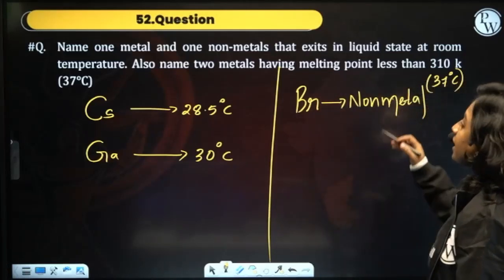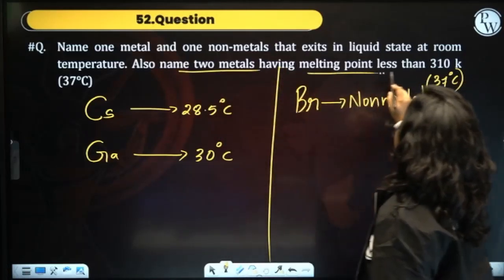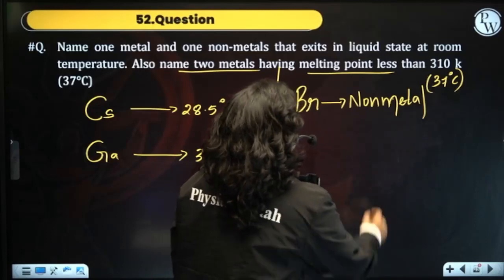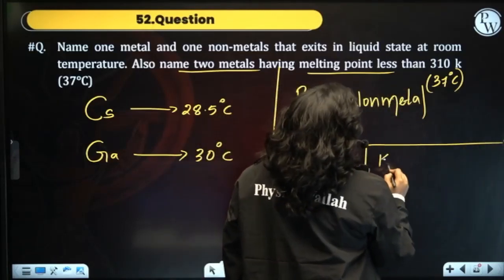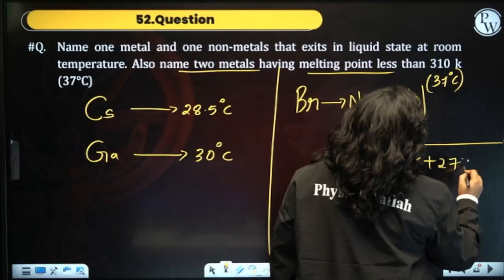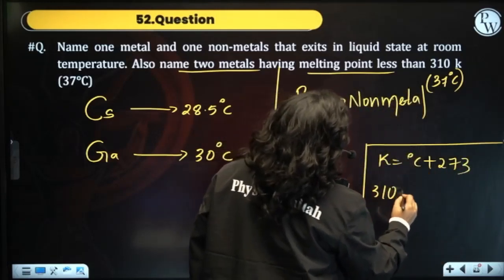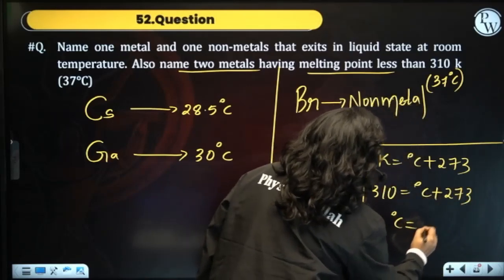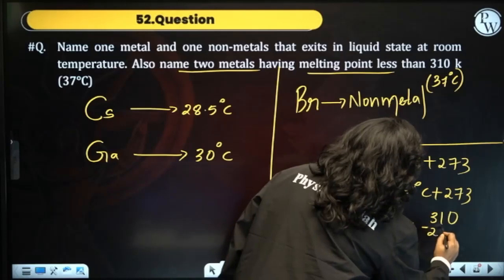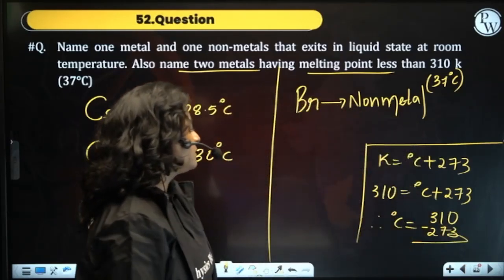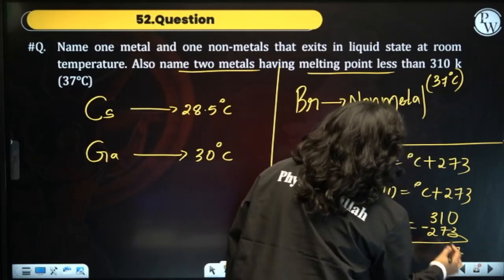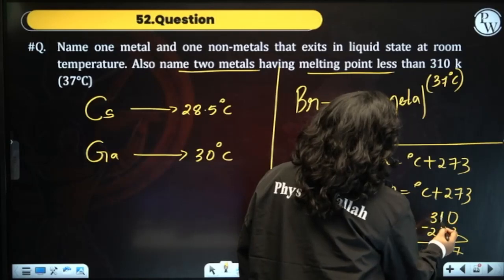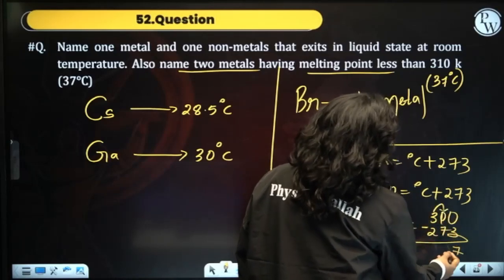Metal. They are also asking to name 2 metals having melting point less than 310 Kelvin. 310 Kelvin is nothing but 37 degrees Celsius. How do you calculate that? Kelvin is equal to degrees Celsius plus 273. 310 Kelvin is equal to degrees Celsius plus 273. Therefore, degrees Celsius is equal to 310 minus 273. 10 minus 3 is 7. Here it is now 10. 10 minus 7, okay, 1 is gone. You take one more, 10 minus 7 becomes 3.